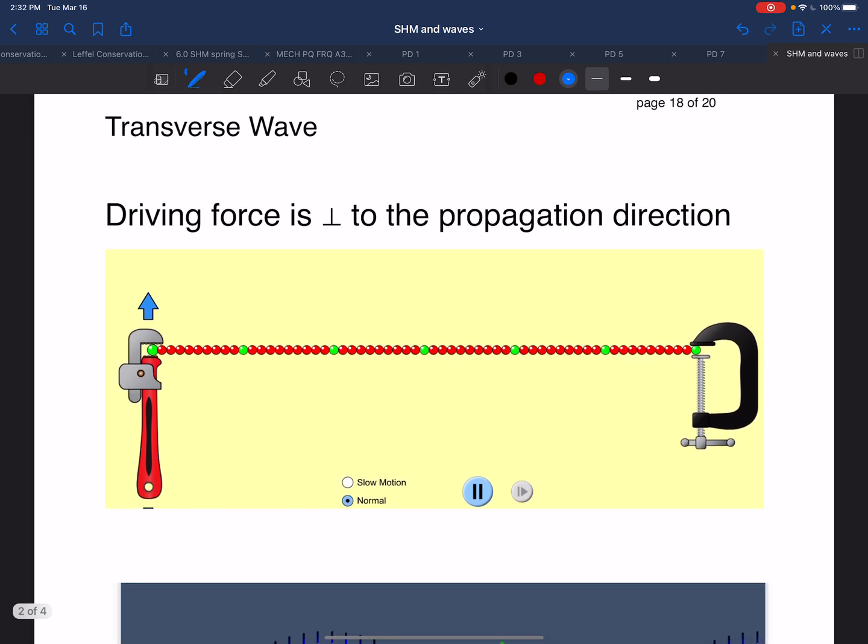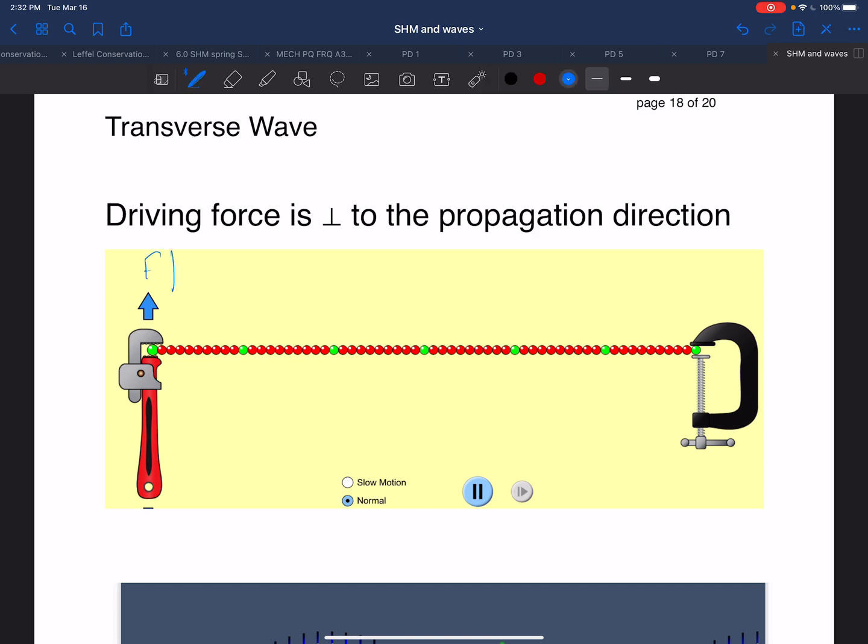So let's talk about a transverse wave. We have, in this case, let's say we could view it as like a rope made up of a bunch of connected beads, perhaps, and it's held tight at this end, and this end is free to move. And so we have a driving force up and down, up and down, back and forth, and that driving force is perpendicular to the direction that the wave will travel. You can see that if we did this with the wrench up and down, it would produce a wave that would propagate along that direction.